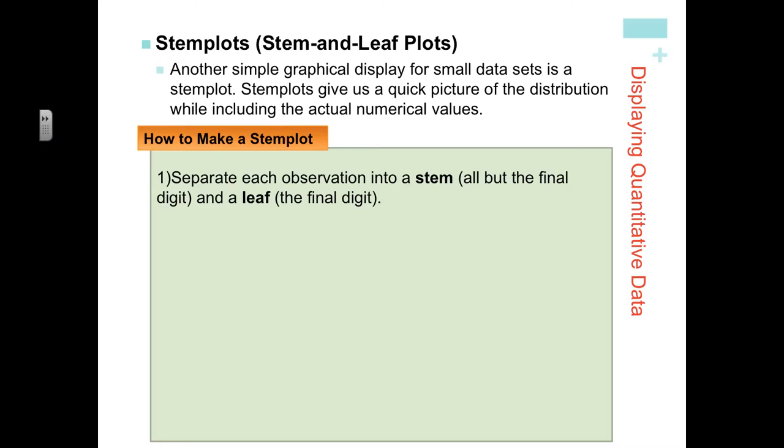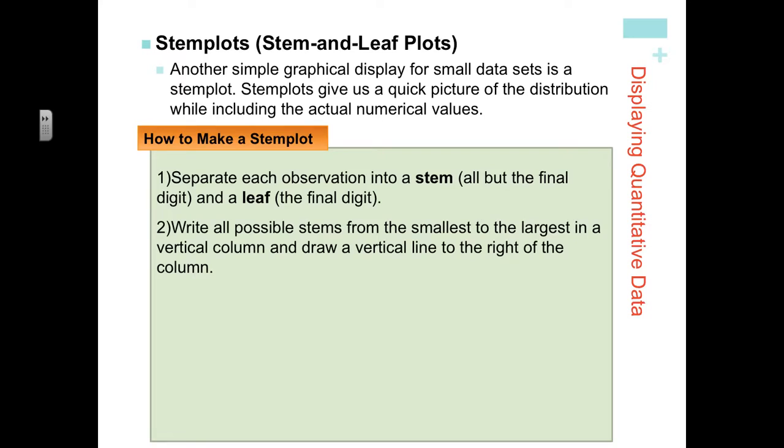Okay, the first thing that we're going to do is separate each observation into a stem, all but the final digit, and a leaf, the final digit. So if I had the number 25, the stem would be the 2, the leaf would be the 5. If I had the number 253, then the 25 would be the stem, the 3 would be the leaf. You'll see an example after this slide.